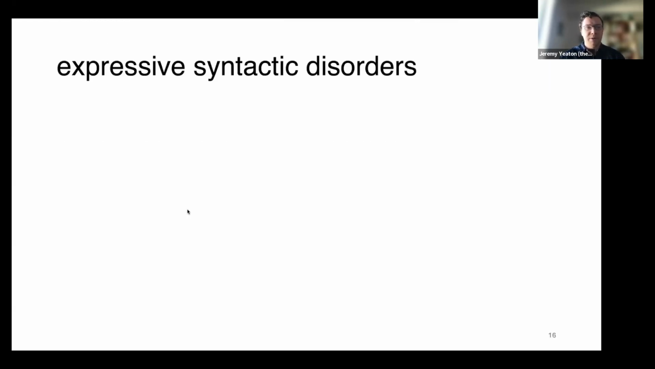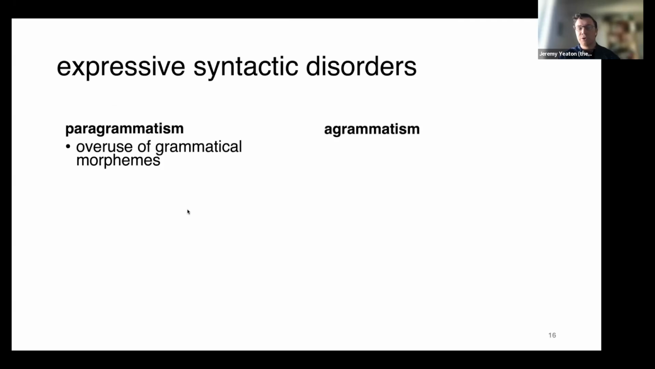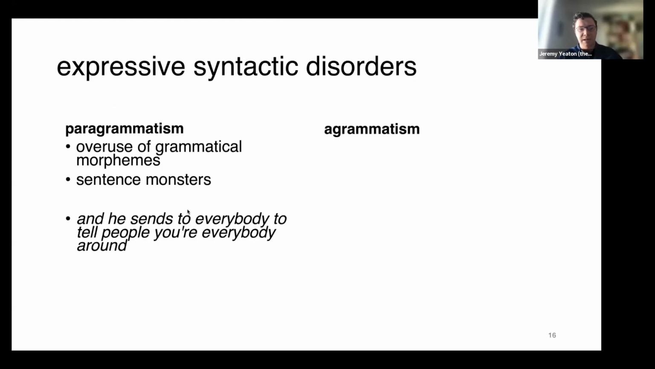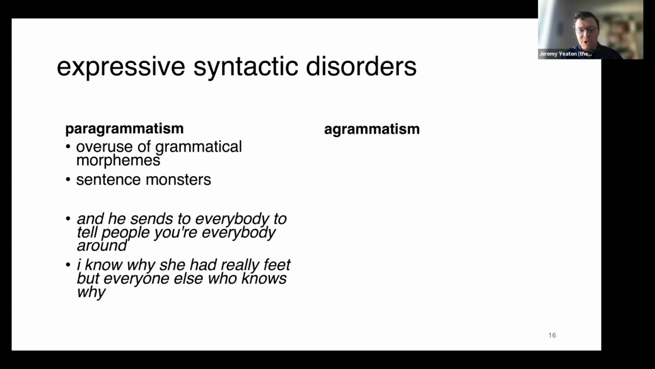So if we look at our expressive syntactic disorders, on the one hand, we have paragrammatism, and on the other, agrammatism. Paragrammatism involves the overuse of grammatical morphemes, producing sentence monsters, as Karl Kleist called them. So you might end up with something like, "and he sends to everybody to tell people you're everybody around." Or, "I know why she had really feet, but everyone else who knows why." So it seems like it could be pretty fluent. They have pretty much all of the necessary parts of speech in there, but something has gone awry in the hierarchical structure of the sentence.